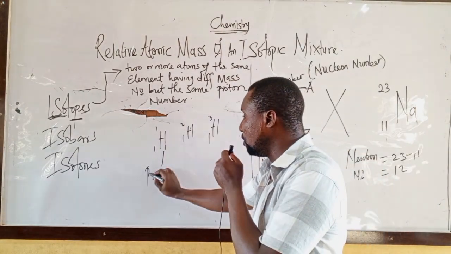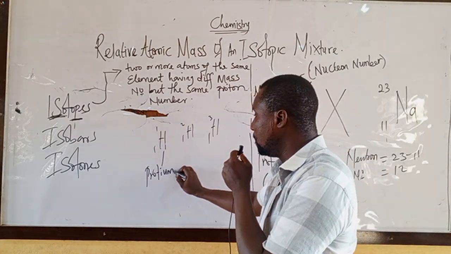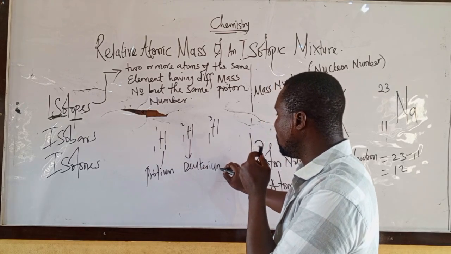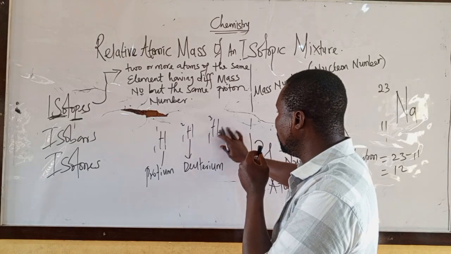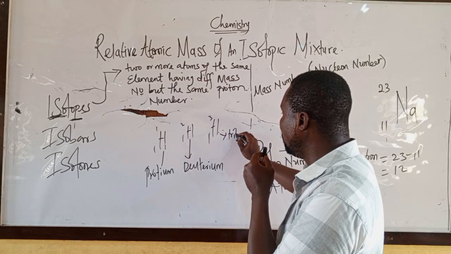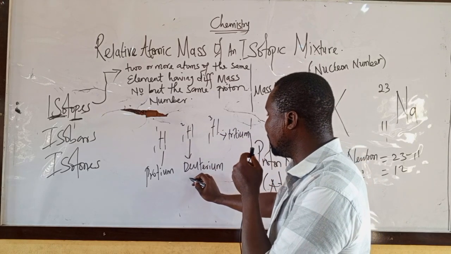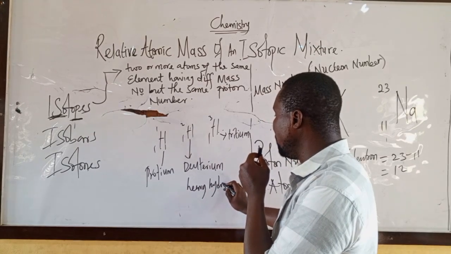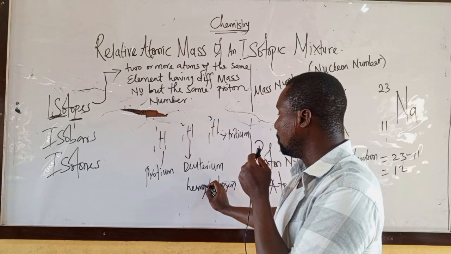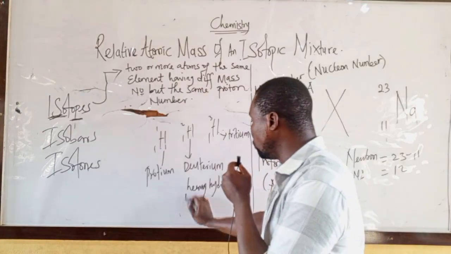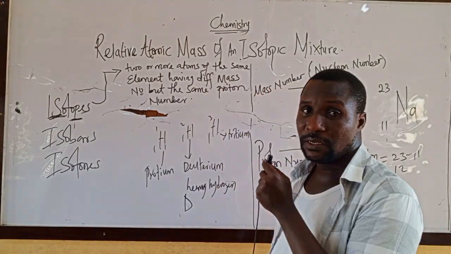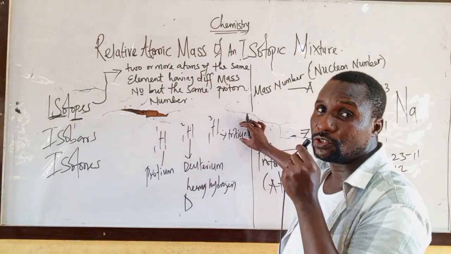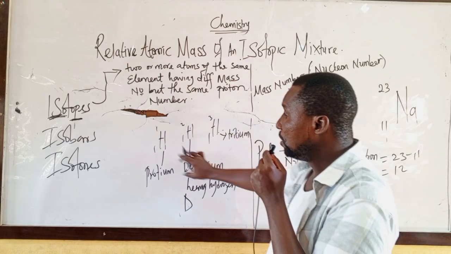This is protium. This is deuterium. The name of this hydrogen is tritium. Deuterium is known as heavy hydrogen. Heavy hydrogen forms heavy water. The symbol is capital D. It can form heavy water. Tritium is radioactive hydrogen.